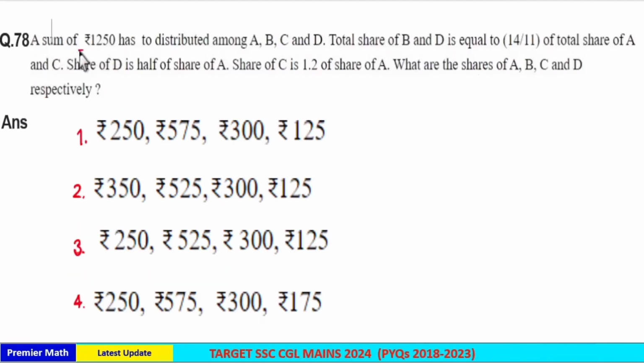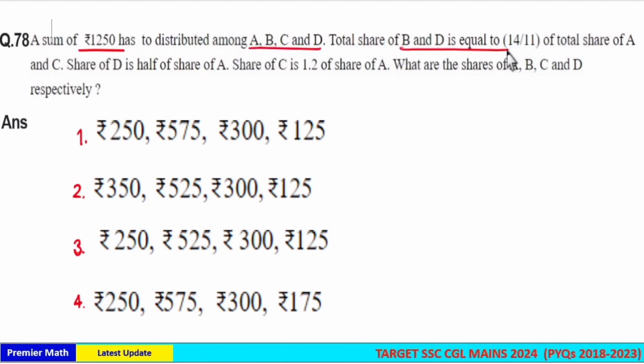A sum of rupees 1250 has to be distributed among A, B, C, D. Total share of B and D is equal to 14 by 11 of total share of A and C.